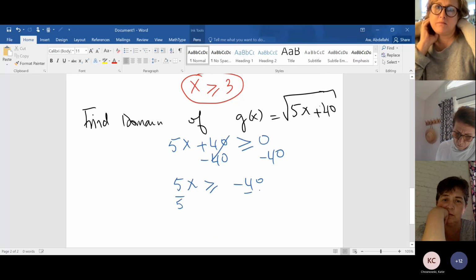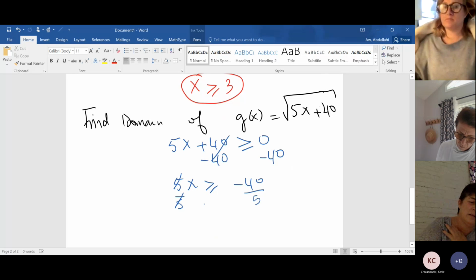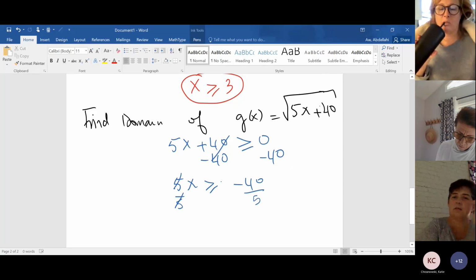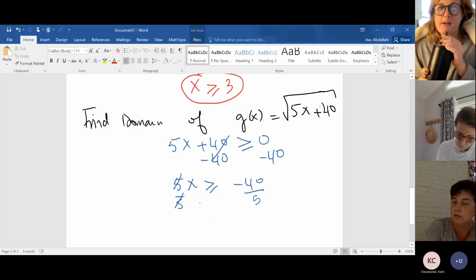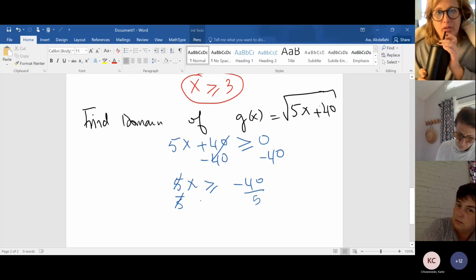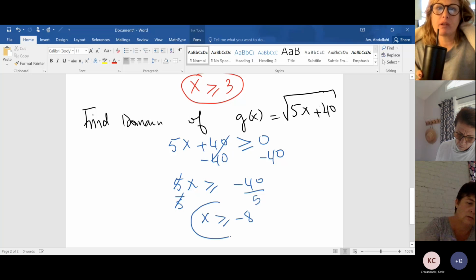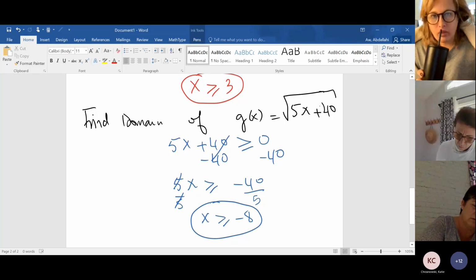Exactly. For inequalities, with division or multiplication, we have to pay attention. When you divide by a negative number, you have to switch the inequality. Only when you divide by a negative number, okay? But here 5 is a positive number, so we don't change anything. So x is greater than or equal to negative 8. That is the domain.